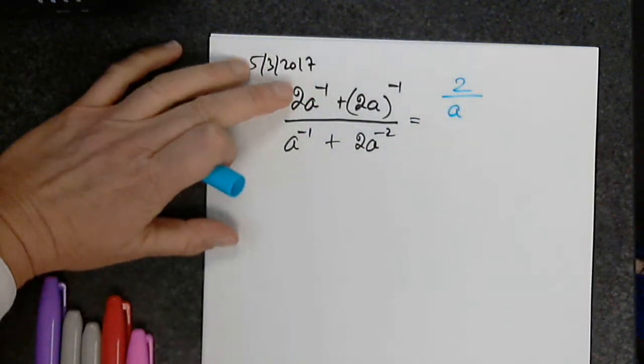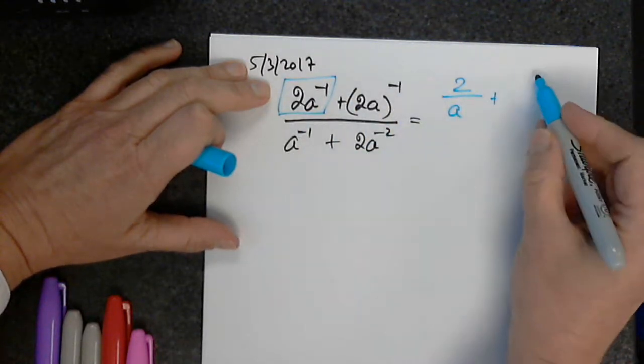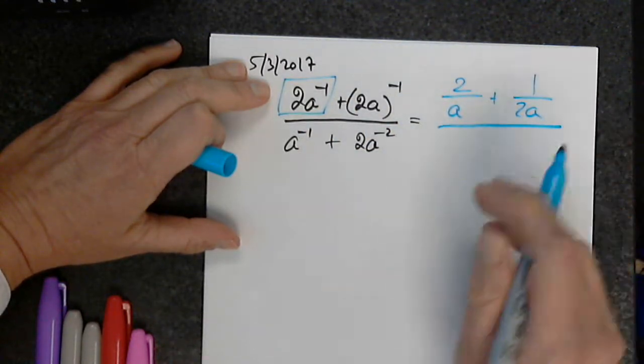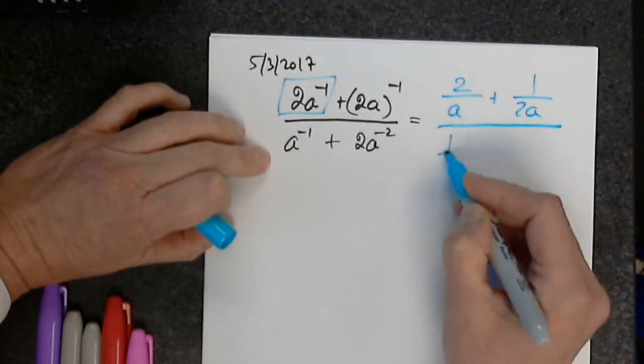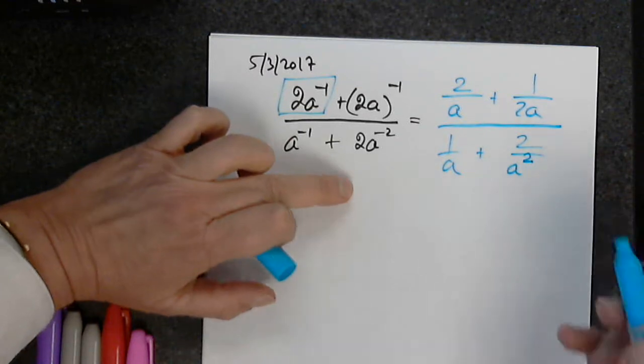So this is this. Plus, this is a different story. This is indeed 1 over 2a. This is indeed 1 over a, and this is indeed 2 over a to the second power.